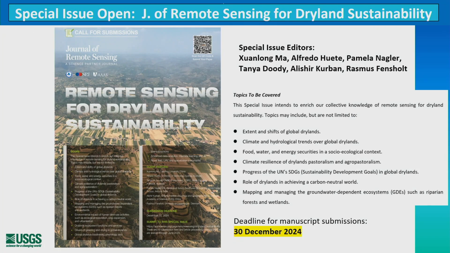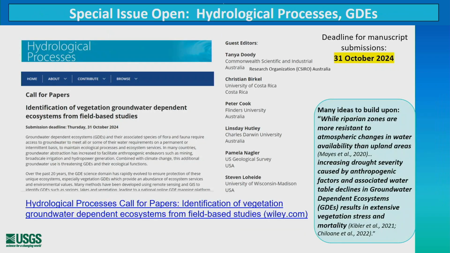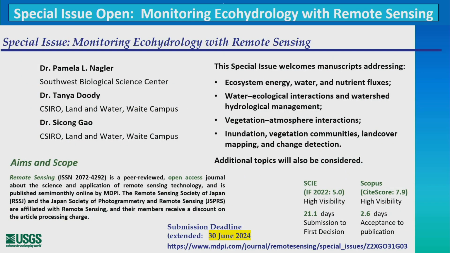And I just want to say that we have 3 special issues if anyone is interested: for remote sensing, for dryland sustainability, and this is a part of the Science Partner Journal. We have one in Hydrological Processes on groundwater-dependent ecosystems and looking at field-based studies like I've shown you. And OpenET is included in this. We can look at how that compares. And then I have one in monitoring ecohydrology.